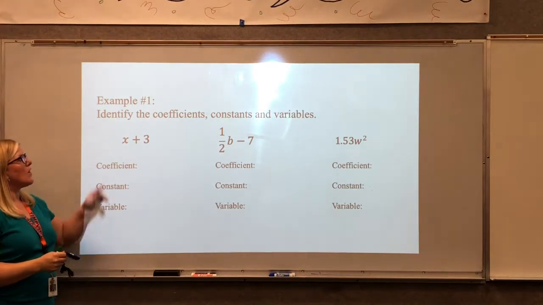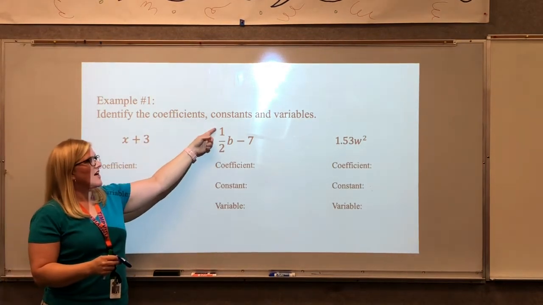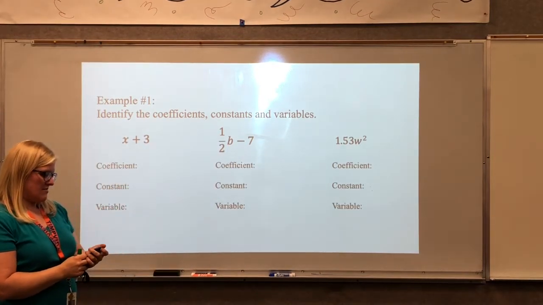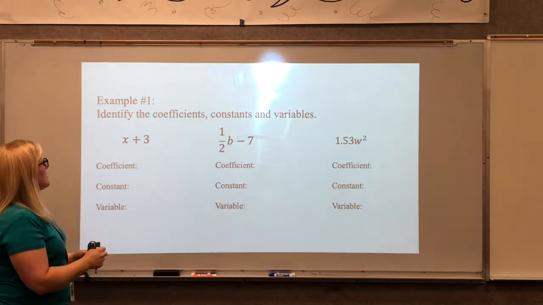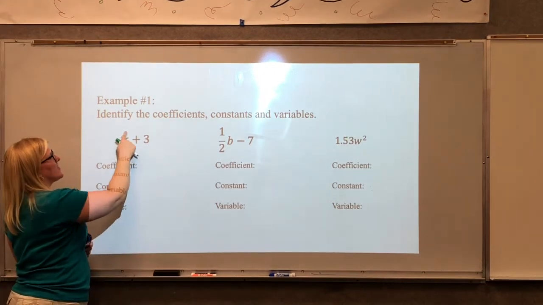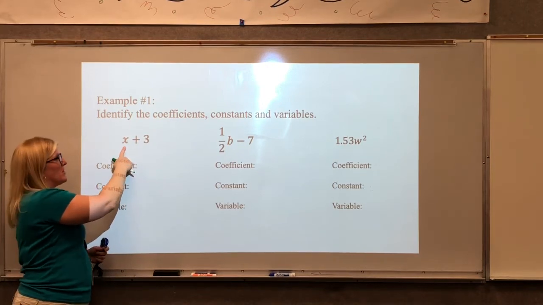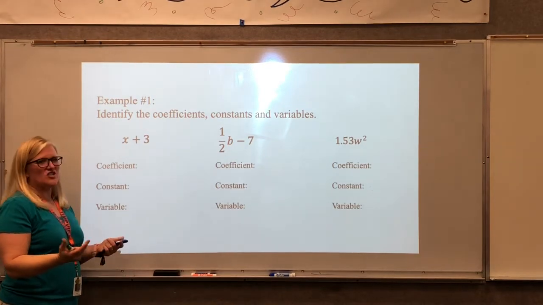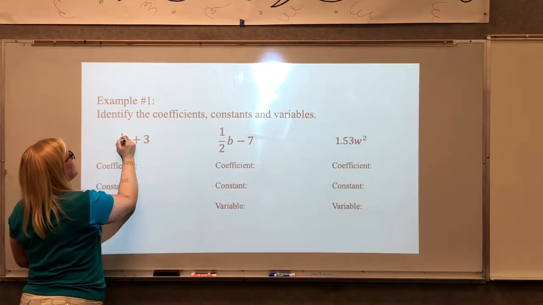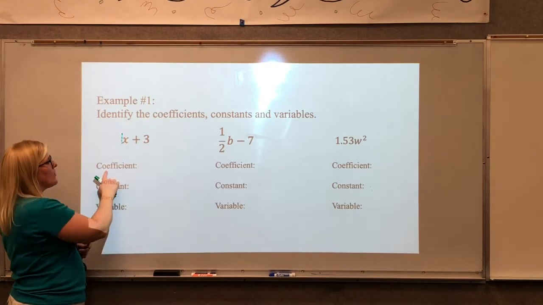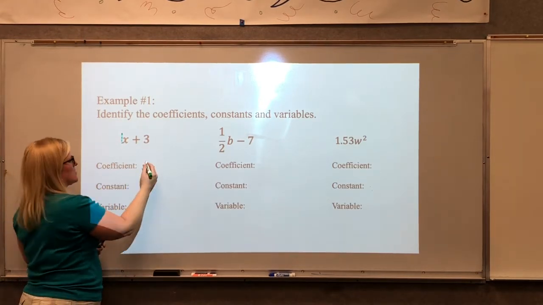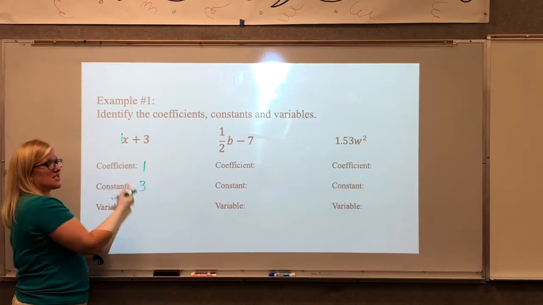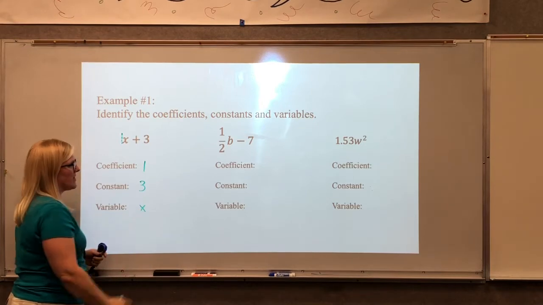Okay, so example number 1, we're identifying the coefficients, constants, and variables in these expressions. Okay, so coefficient, I'm looking at the number that goes along with the variable. And I look here and I go, there isn't one, right? Well, there actually is. It's that invisible one that we never put there. So the coefficient for this x is 1. The constant is 3, and the variable is the letter, so that's x, because it varies.